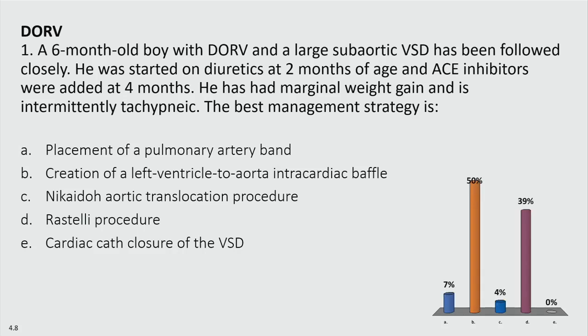Okay. So a DORV with a large subaortic VSD, you should be able to commit the VSD to the aorta because it's basically just next to it. So creating a left ventricular to aortic intracardiac baffle would be the answer. A PA band may not be that wrong, especially on a smaller kid, but you have a 6-month-old that should be able to get a full repair at this stage. A Nikaido and a Rastelli, you don't really need them because you don't need a conduit.